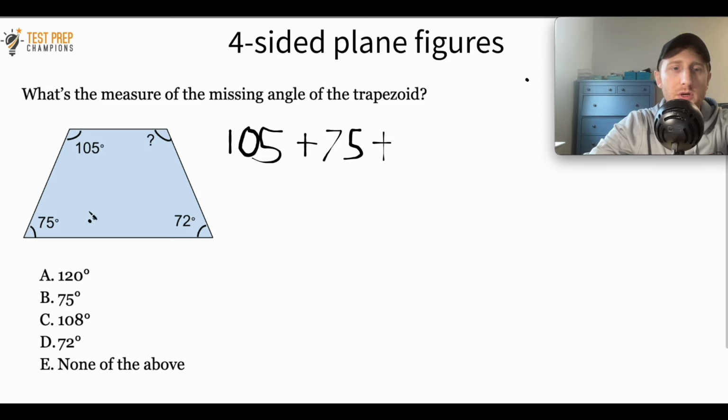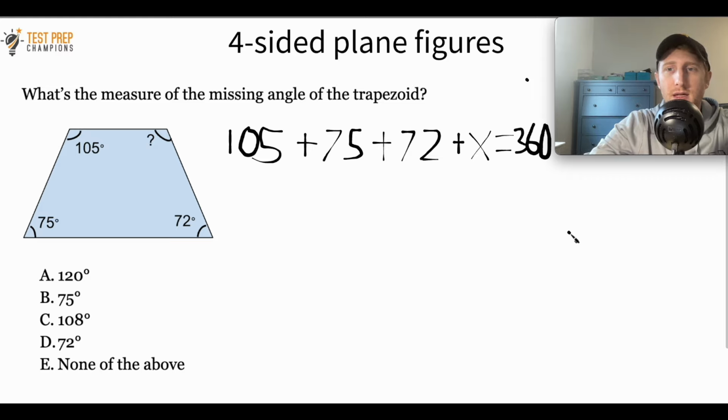We can say that 105 plus 75 plus 72 plus x equals 180. And the reason that I'm putting x here is to represent the unknown angle. Now you could have put a, b, c, d, z, y, whatever you wanted here instead of x. I'm just putting an x here because that's what I picked. But the point here is that this is going to add up to be 360, not 180. Okay, forget that I said 180. My brain went out to lunch for a second there, but it is 360.